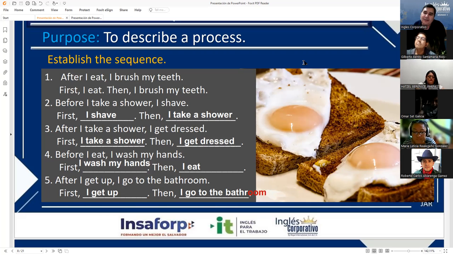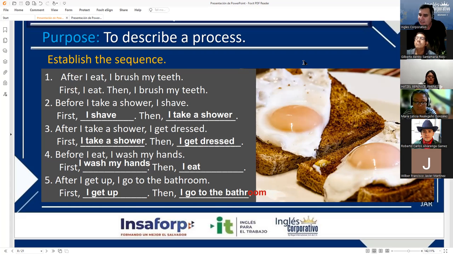What is first? Teacher, I have a question. Yes, Wilbur. I fall asleep, say? What do you mean fall? Fall asleep. Some people are reading a book, and they are falling asleep. And then, boom, they fall asleep.